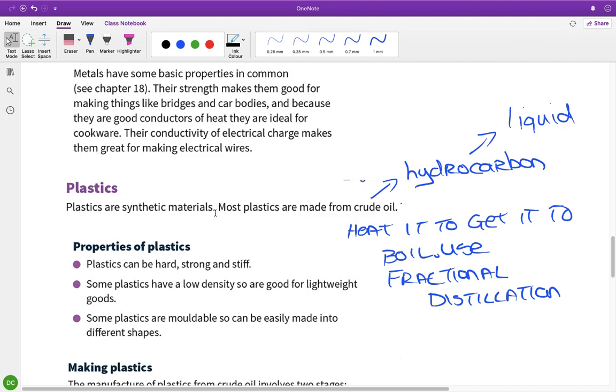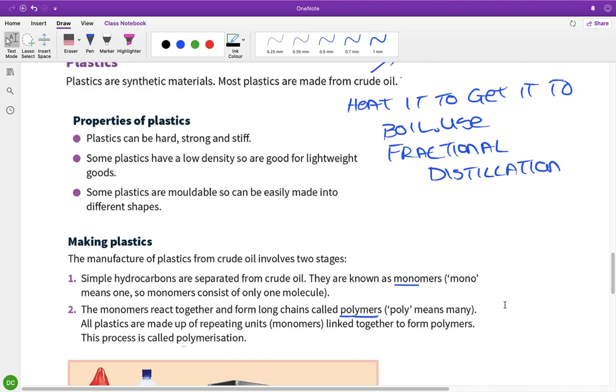You don't need a massively detailed explanation of how plastics are made, but just the general idea. Okay, it's made from crude oil. Crude oil contains hydrocarbons. They then heat the crude oil to boiling. Hydrocarbons become a liquid and they use a process called fractional distillation to separate the liquid. It comes out as a monomer, so the hydrocarbons are monomers, single molecules, and then they join together. So a load of monomers join together and now you have many molecules which are called polymers, and that's why you'll see poly at the start of a lot of names of plastics, because they're made from polymers.